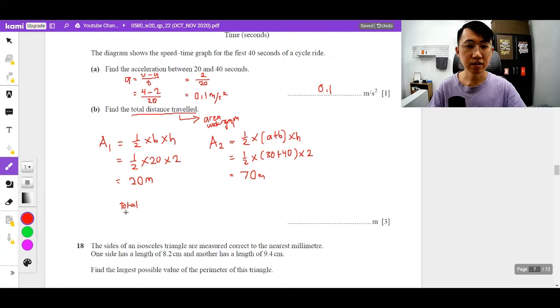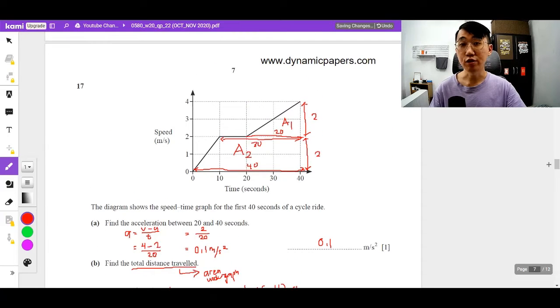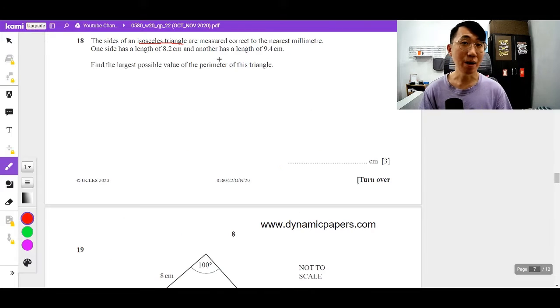Total distance is going to be 20 plus 70. Then you write your final answer, 90 meter. Okay? So that is actually how you do this question right here. Question number 17. 18 is actually upper bound and lower bound question.